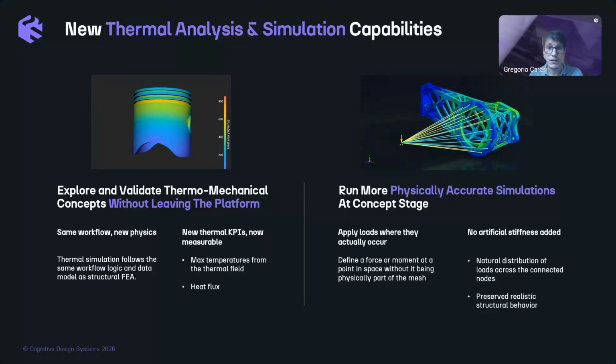The second new thing is the new boundary condition, which is the remote load. Until now, you only had the possibility to set up vector loads directly on surfaces. But now you can also apply those vector loads on a remote point, which is then connected to a set of surfaces.